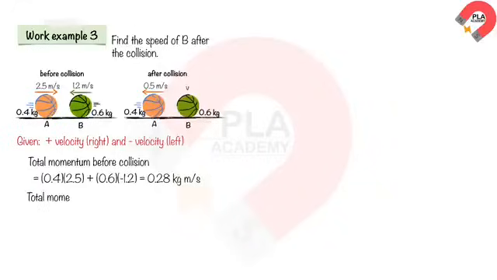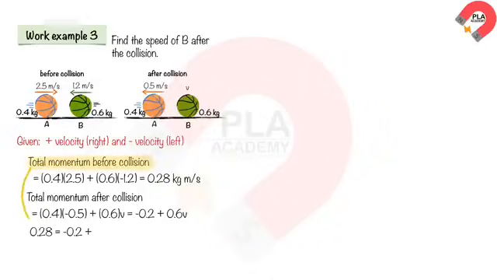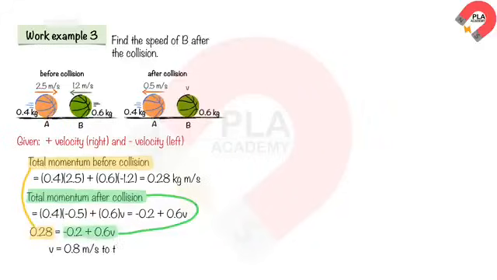The total momentum after collision is 0.4 times minus 0.5 plus 0.6 times v. It is equal to minus 0.2 plus 0.6 v, kilograms meters per second. The total momentum before collision is equal to the total momentum after collision, and then v is 0.8 meters per second, to the right due to the positive sign. Therefore, the speed of ball B after collision is 0.8 meters per second.